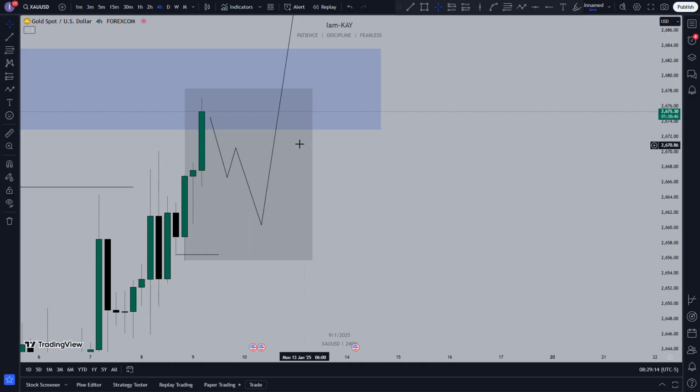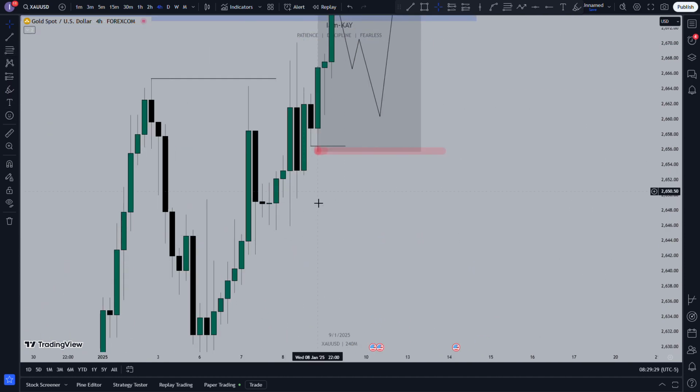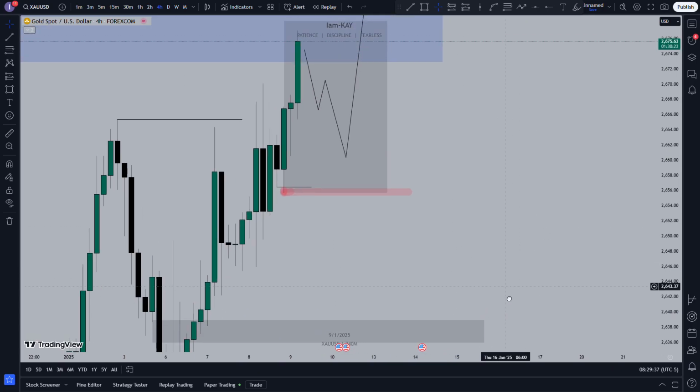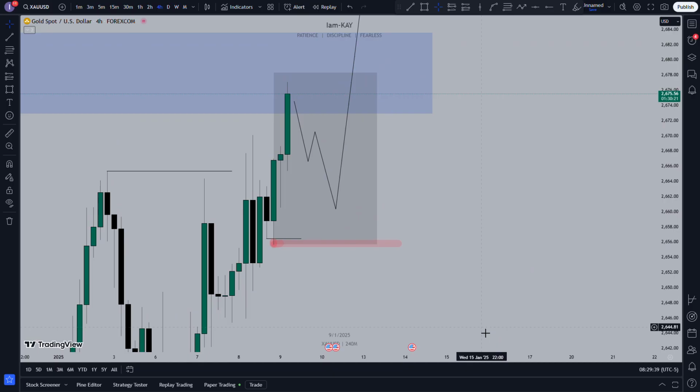But if price body closes below this low here, if price body closes out below this low here, I'll be looking for sales. If it closes below, sell to where, probably to any liquidity below this area. Let's see, probably to this somewhere. Anyways, that's that for this.